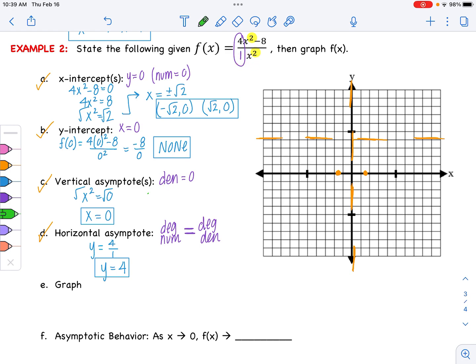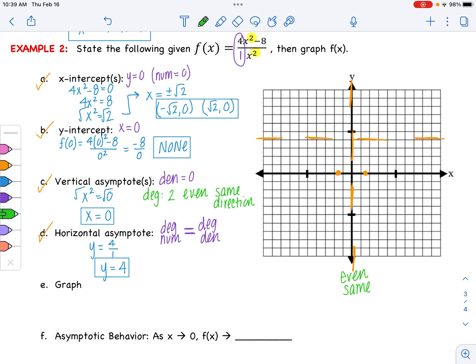So the degree of the denominator is 2. Since it's even, that means I should approach it in the same direction. Again, that was from day 9. So I'm going to put the words here, even and same, to remind myself that as I get to this line, this vertical asymptote, I should go the same direction.